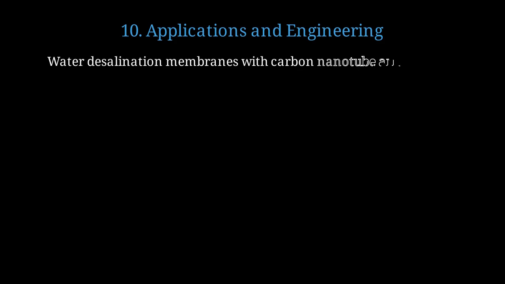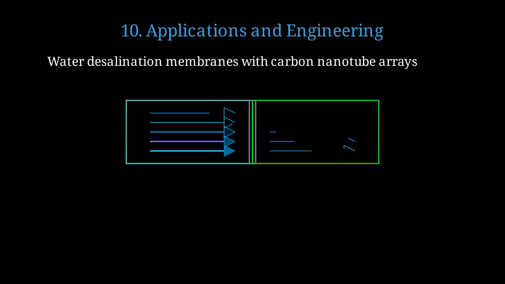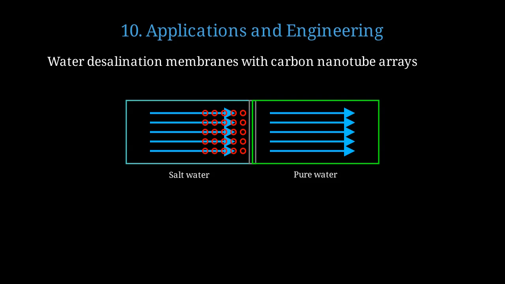Understanding nanofluidic slip enables revolutionary applications. One promising application is water desalination using carbon nanotube membranes that allow ultra-fast water flow while blocking salt ions. Water molecules flow rapidly through nanotube pores due to slip, while salt ions are blocked. This could revolutionize desalination efficiency.